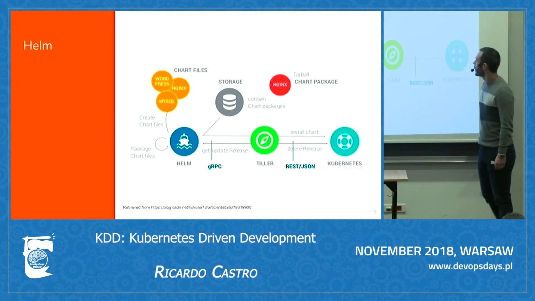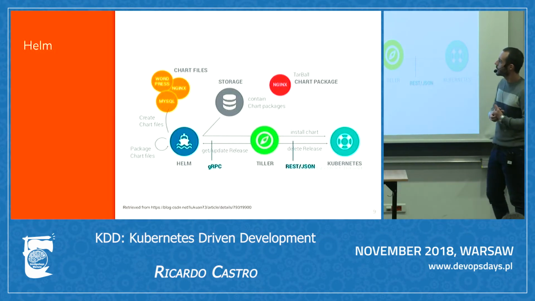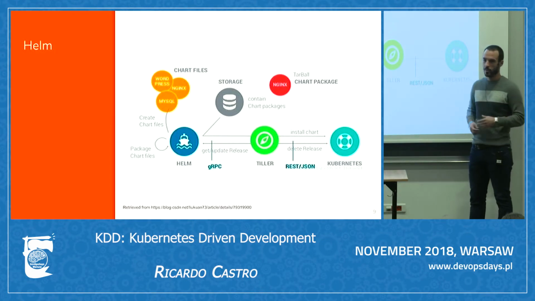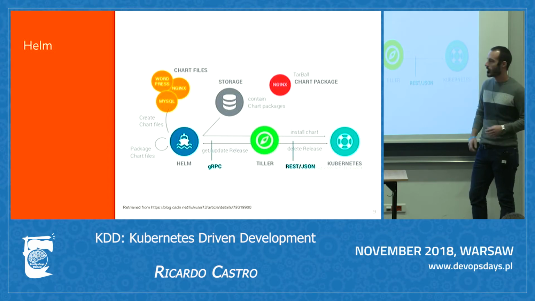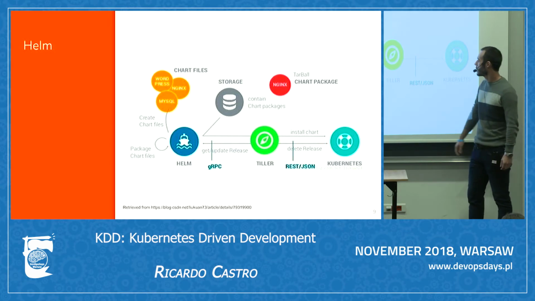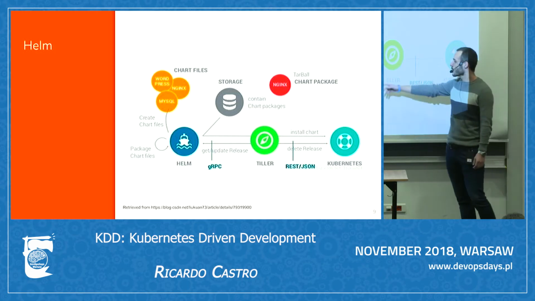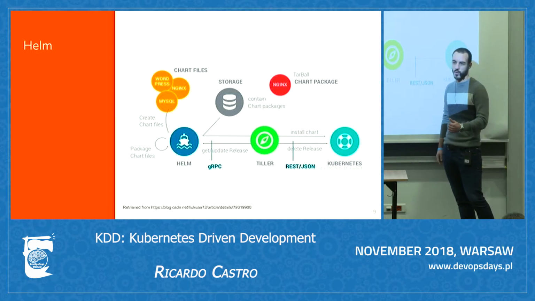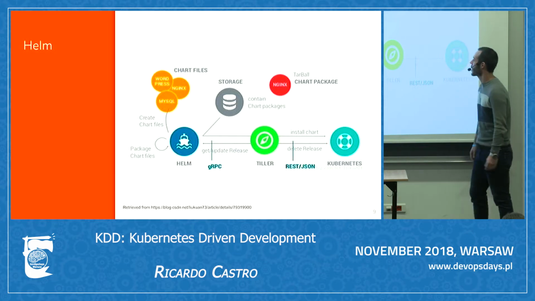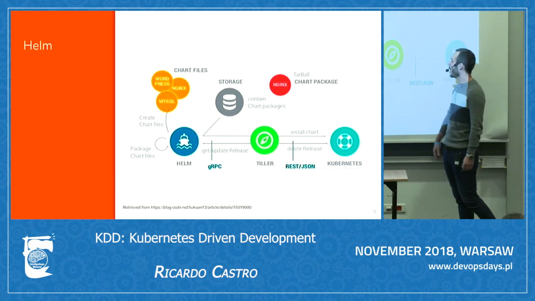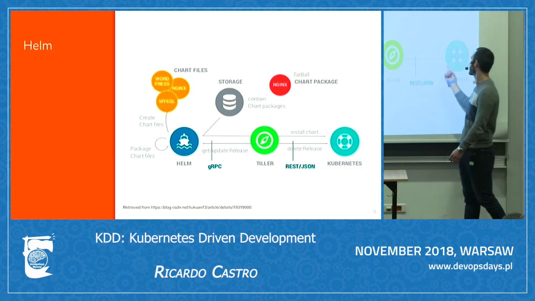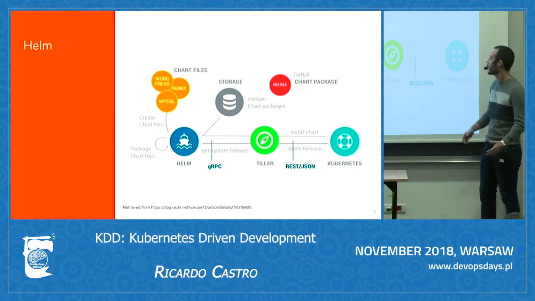Helm has a few components. It has the client, which you use on your own laptop or on your CI server. That connects to Tiller, which is a utility that runs on a Kubernetes cluster. You can just dry run your charts and see if everything's okay, if rendering is working well. If everything is okay, Tiller connects to the API server and performs your deployment.